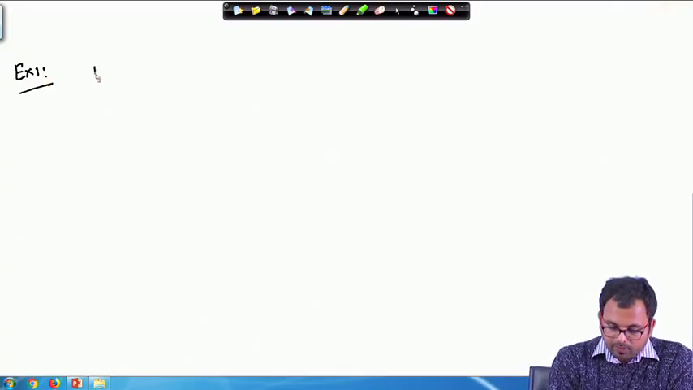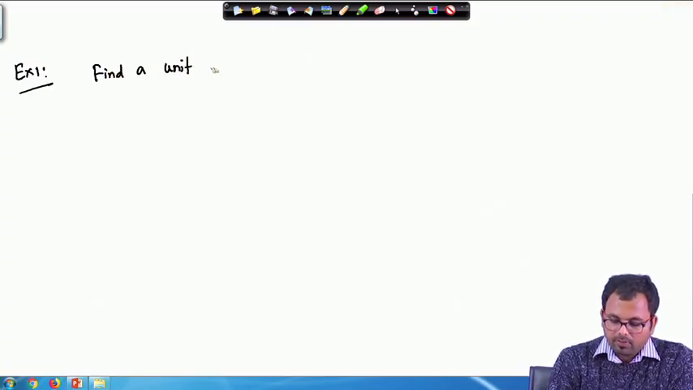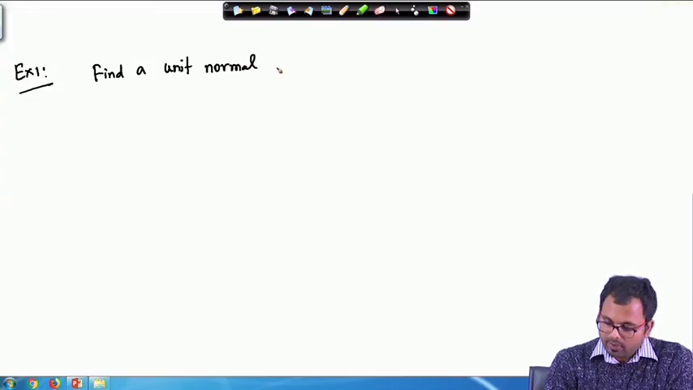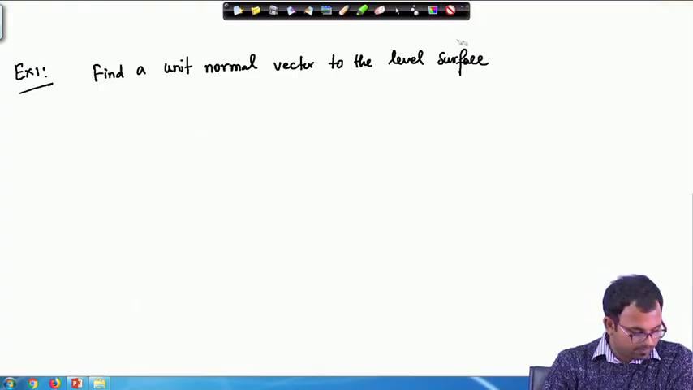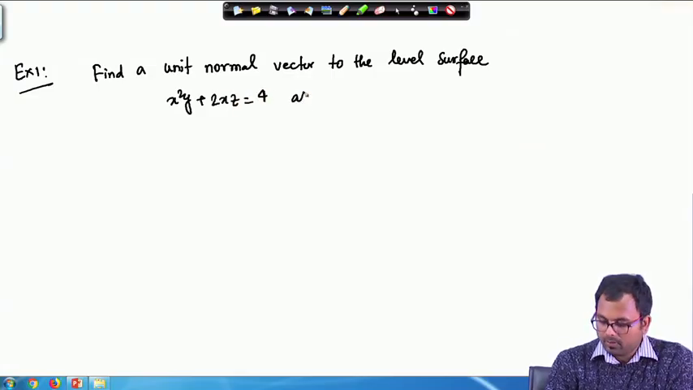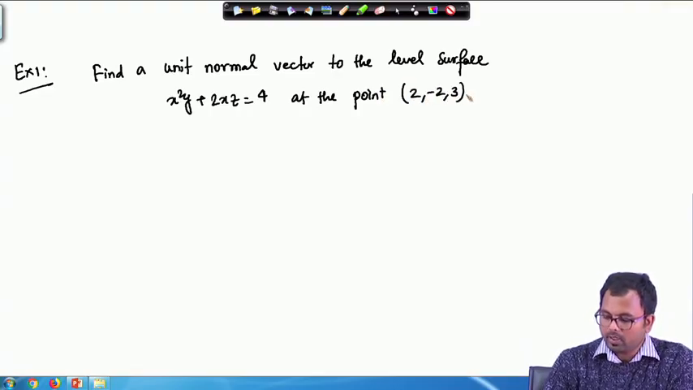So the first example: find a unit normal vector to the level surface x square y plus 2xz equals 4 at the point 2, -2 and 3.